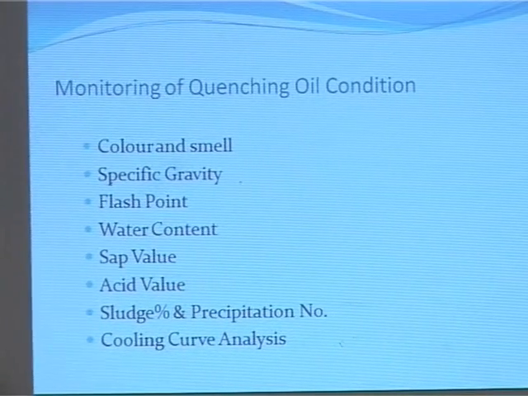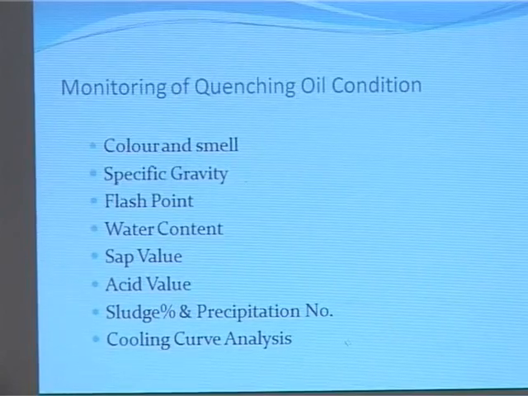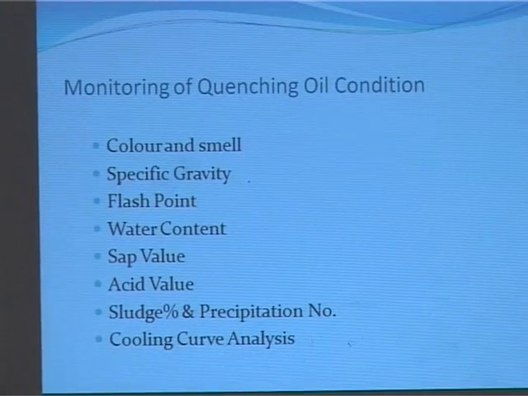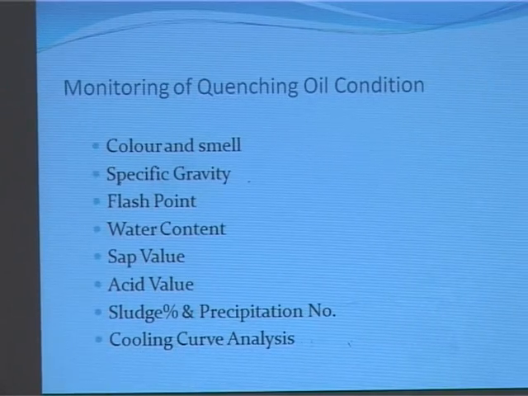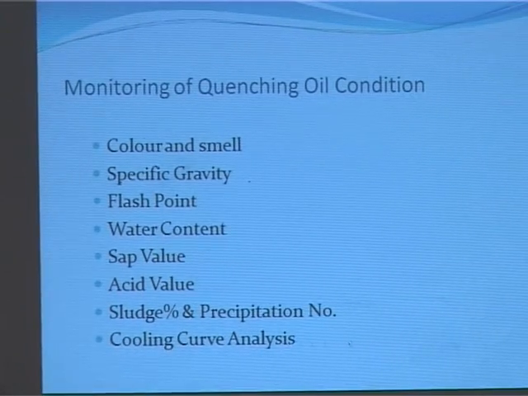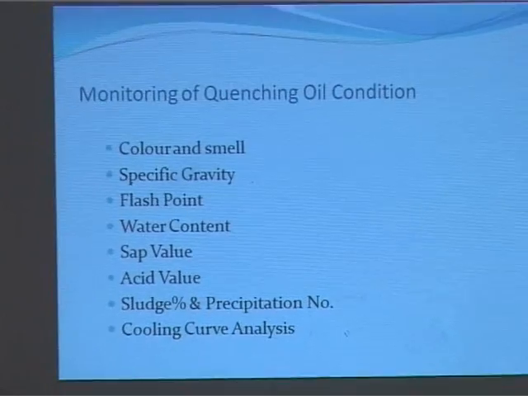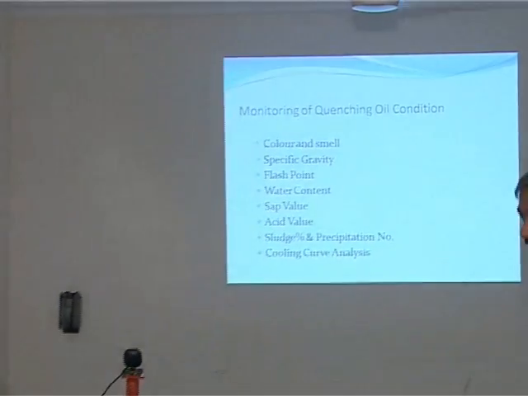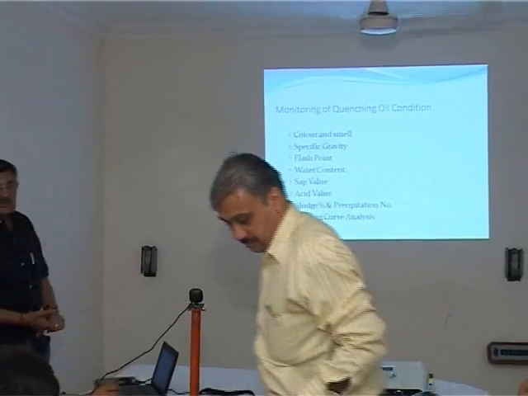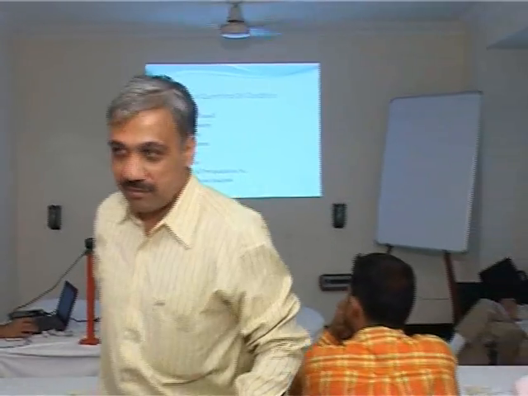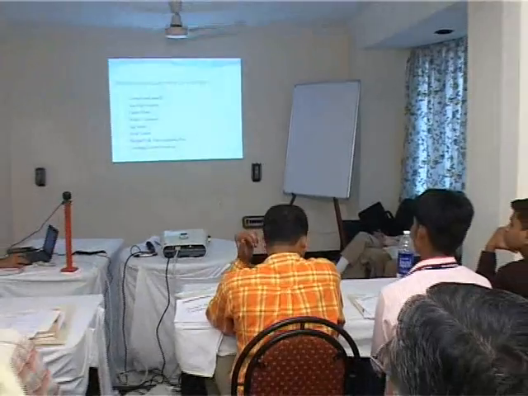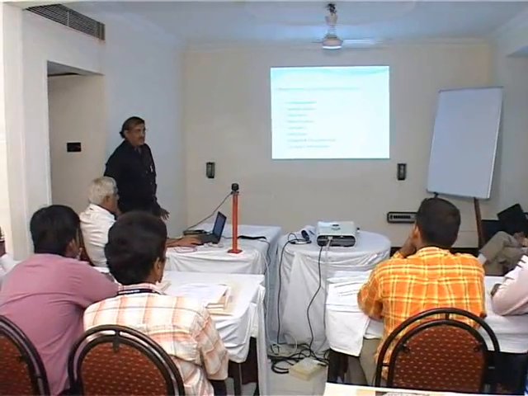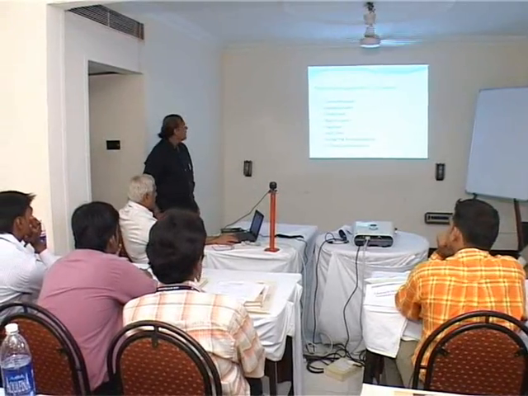How are you monitoring the quenching oil conditions? You can check the color and the smell. Whatever color you have added, if any contamination is there, it will change its color. So you can tell that the oil is now getting deteriorated and we need to change it. Similarly, the smell: when some burnt smell starts coming out of it, you come to know that this quenchant is not fit for use now.